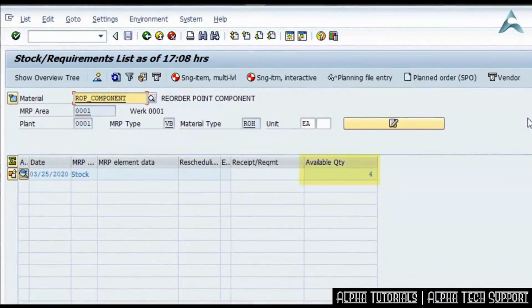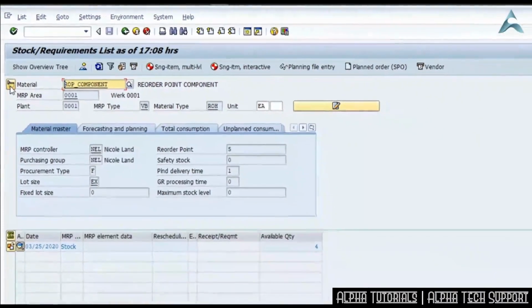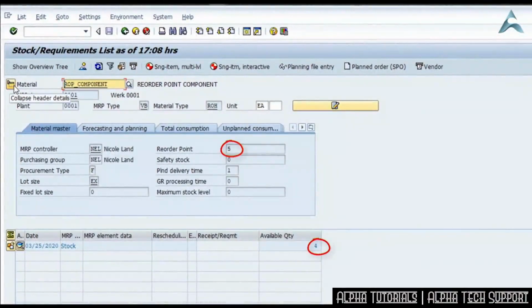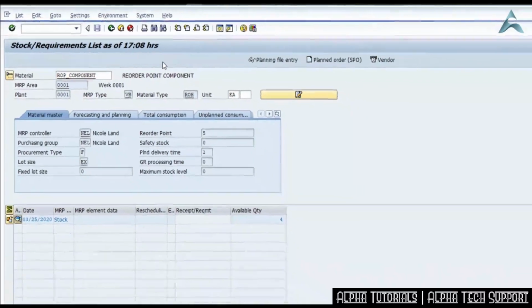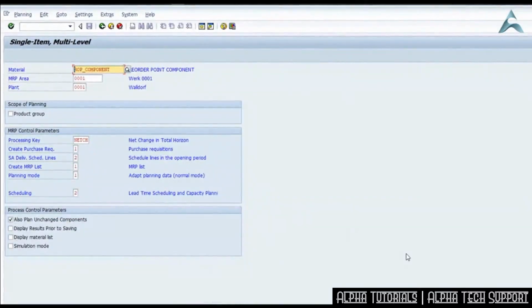And now our available inventory is 4. And expanding the header details once again, we can see that that is below the reorder point. The planning engine has not responded because the planning engine has not been executed. Normally, in a normal environment, your planning engine is running at least once a day. And in many cases, in many organizations, planning engine is being executed multiple times a day. In this system, I have to manually force the planning engine to respond.